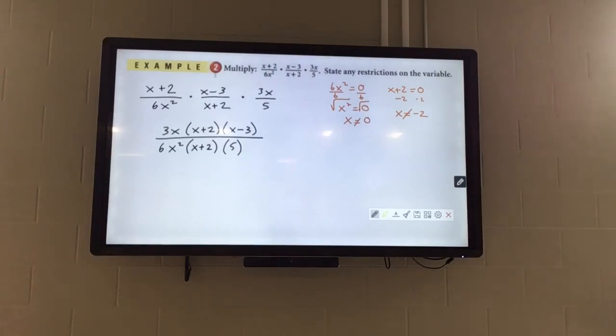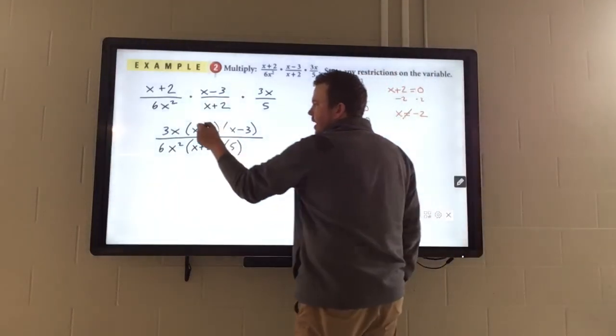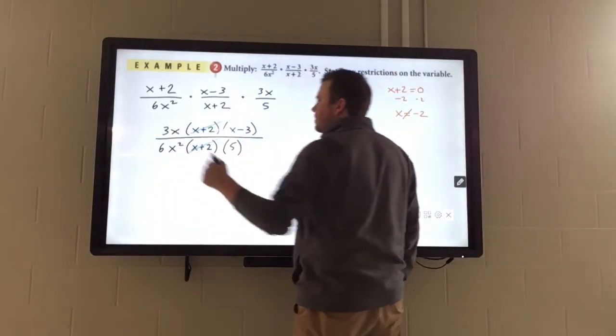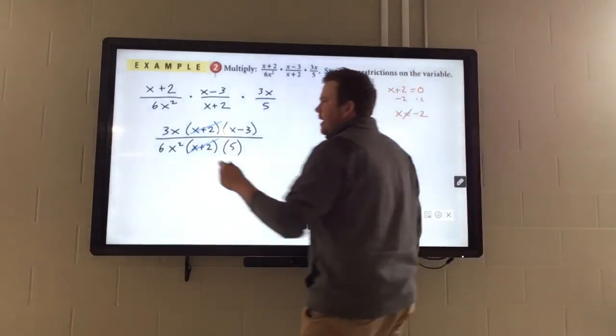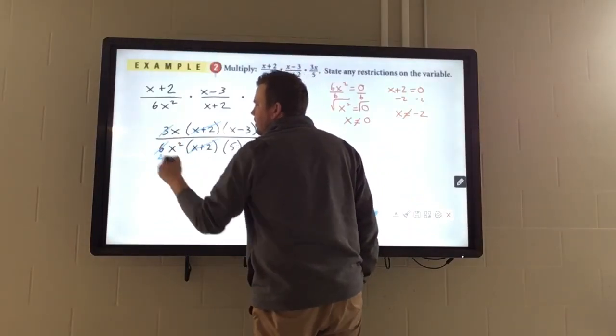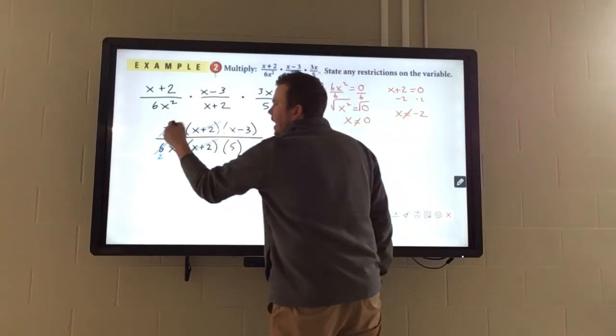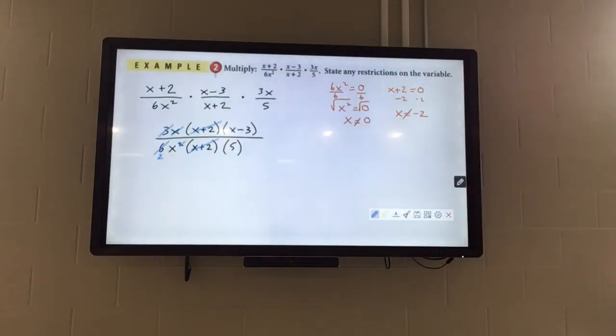Now let's go ahead and see if we can cancel anything out. First thing I see is the x plus 2. I have an x plus 2 over an x plus 2. Cancel, cancel. Next thing I see, I have a 3 over a 6, so this is going to turn into 1, this is going to turn into a 2. I have an x over an x squared, so I can get rid of the x on the numerator and one of the x's in the denominator.